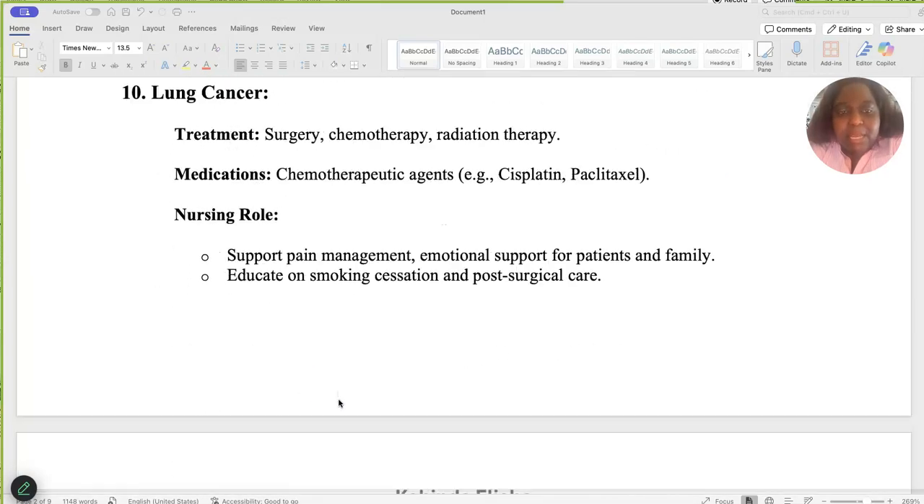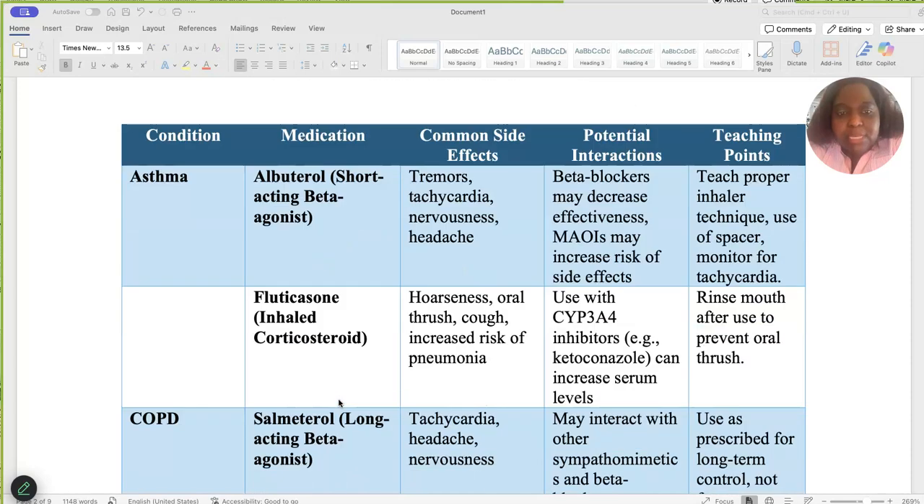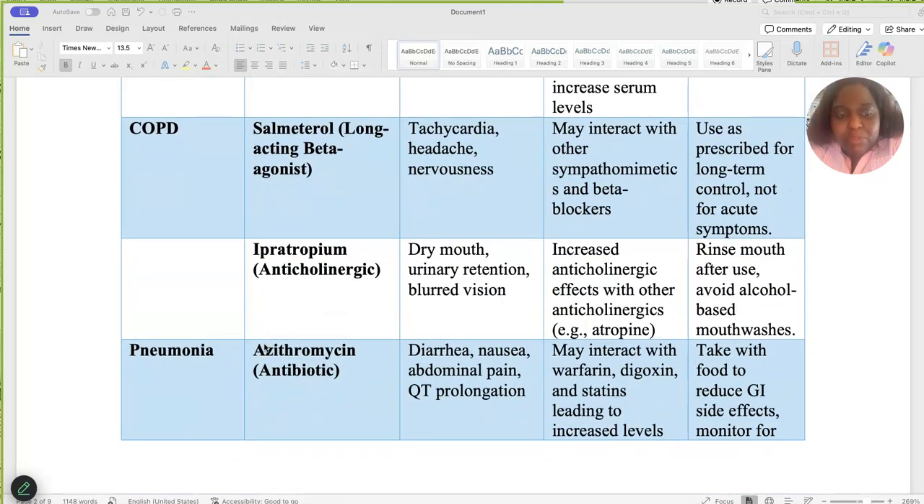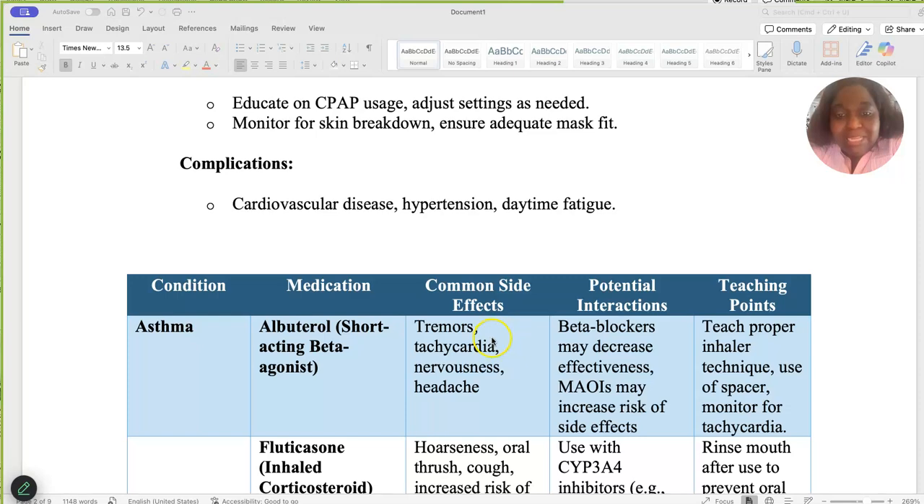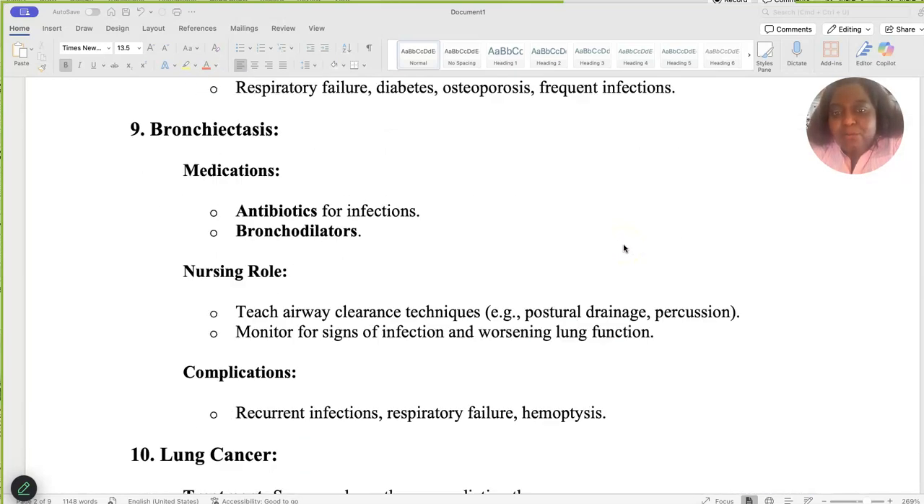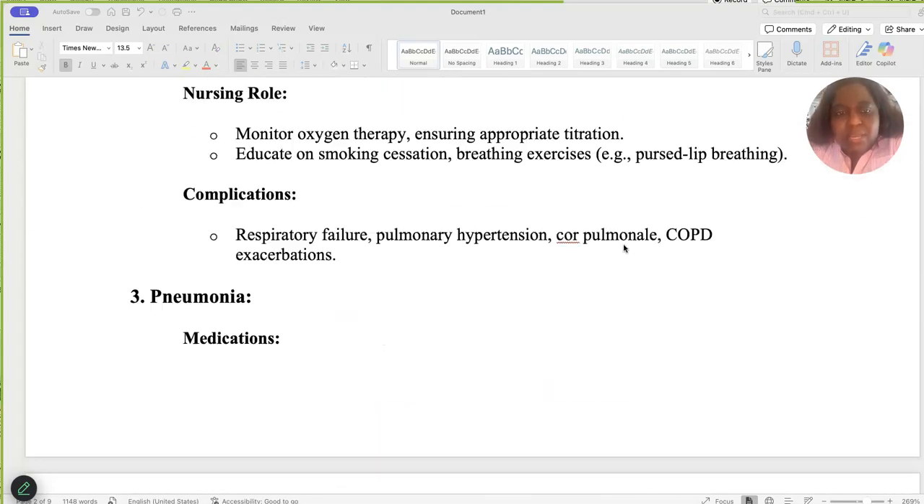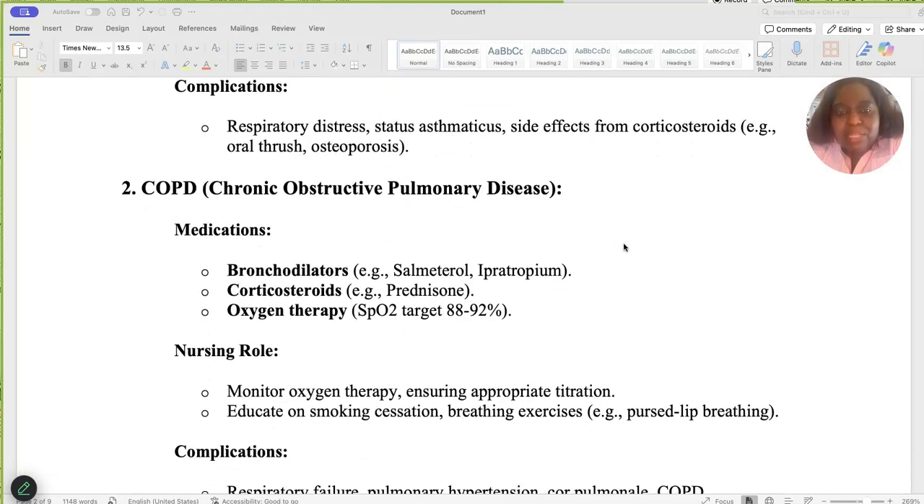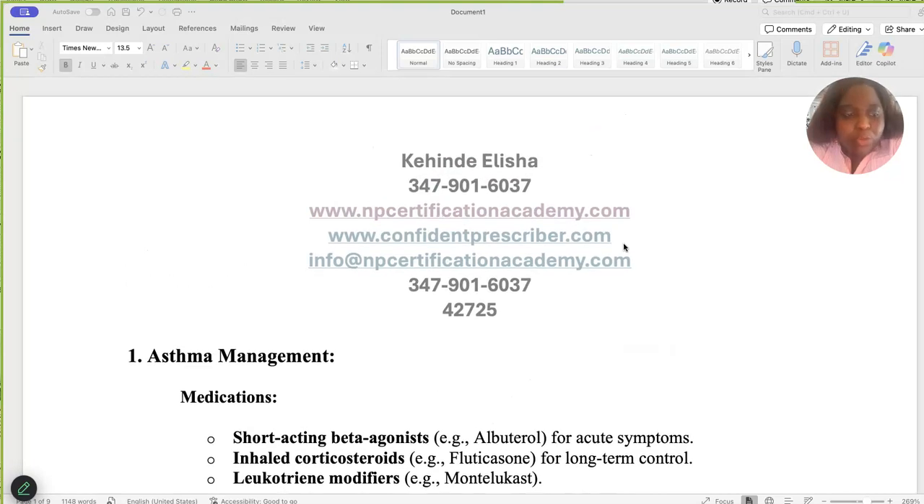And at the end, I'm going to be talking about the drugs that we give for specific conditions, and then the common side effects of those drugs, the potential interactions of those drugs, and what kind of things to teach. Those are areas that students tend to struggle. So we're going to jump right in.